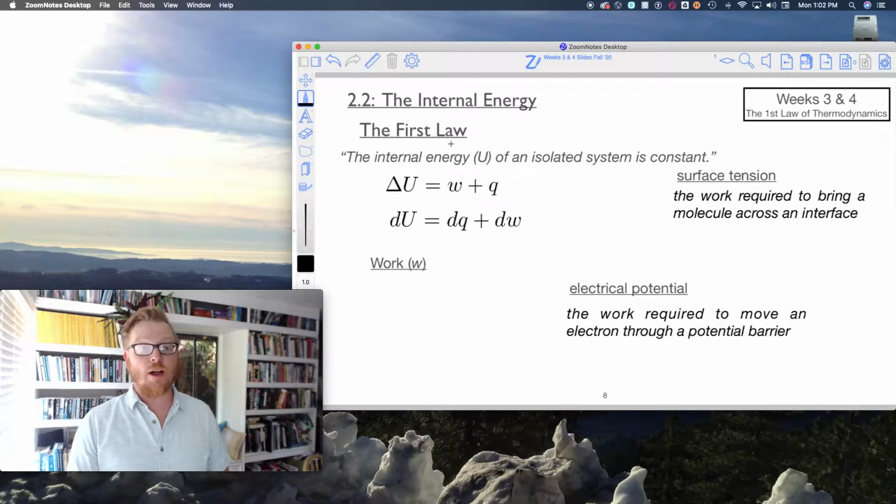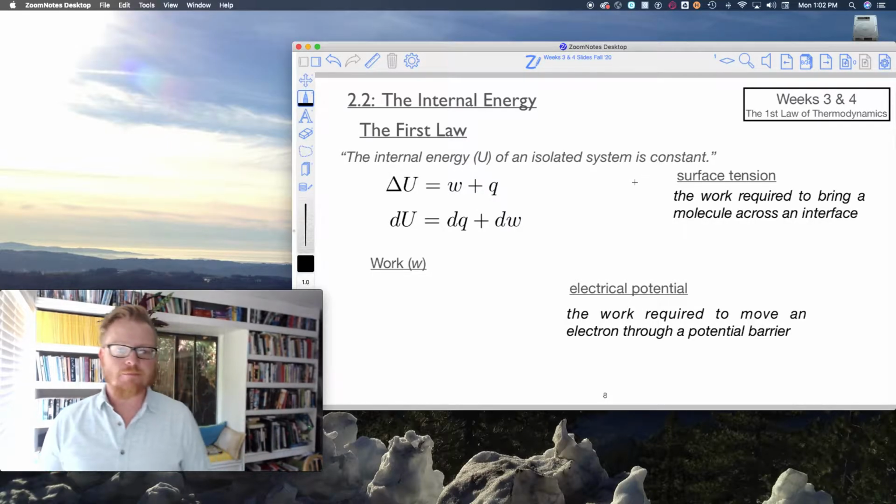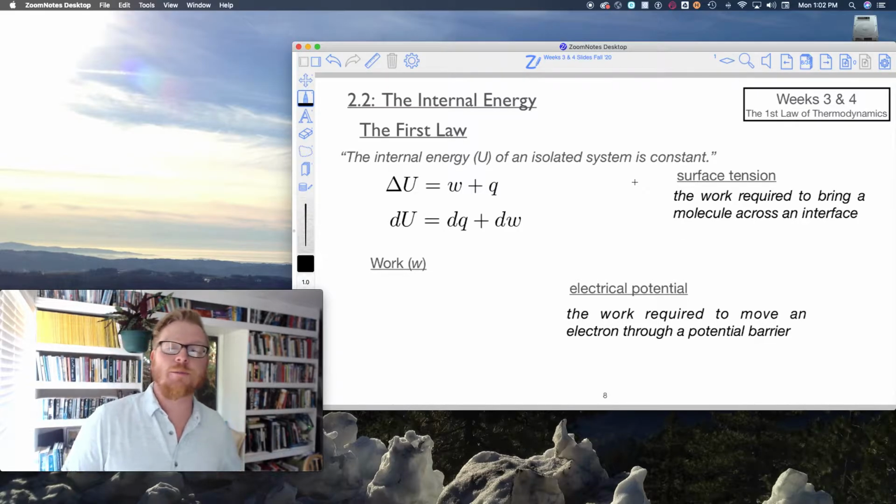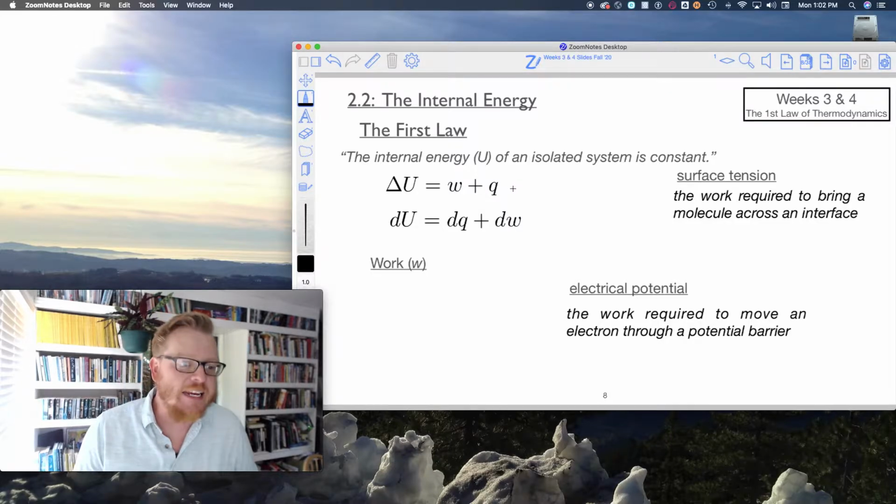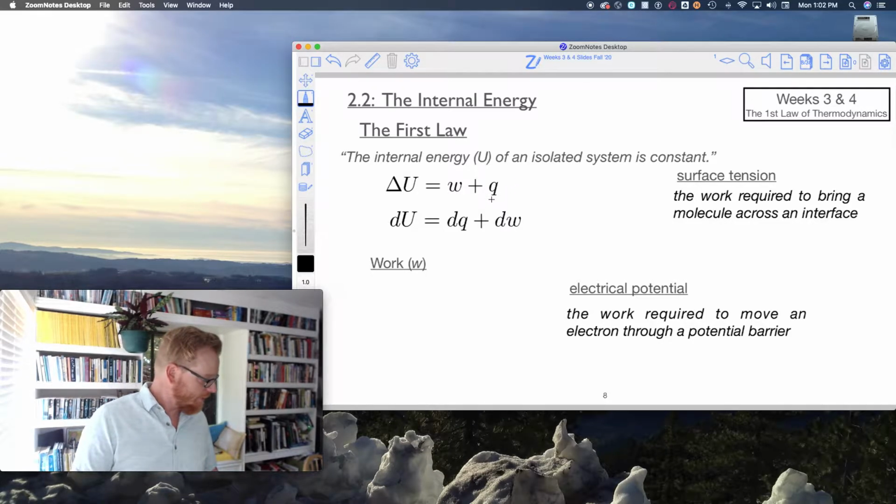Okay. The first law of thermodynamics says the internal energy of an isolated system is constant. Another thing you could say about the first law of thermodynamics: the internal energy is equal to the work plus the heat. Okay, it's as simple as that.